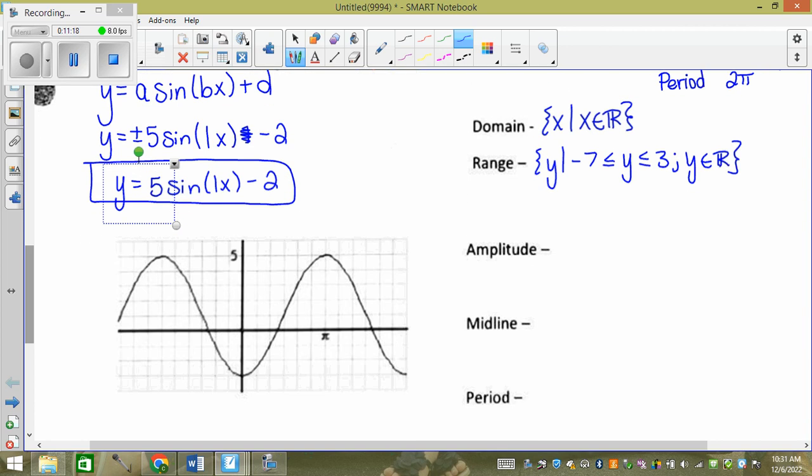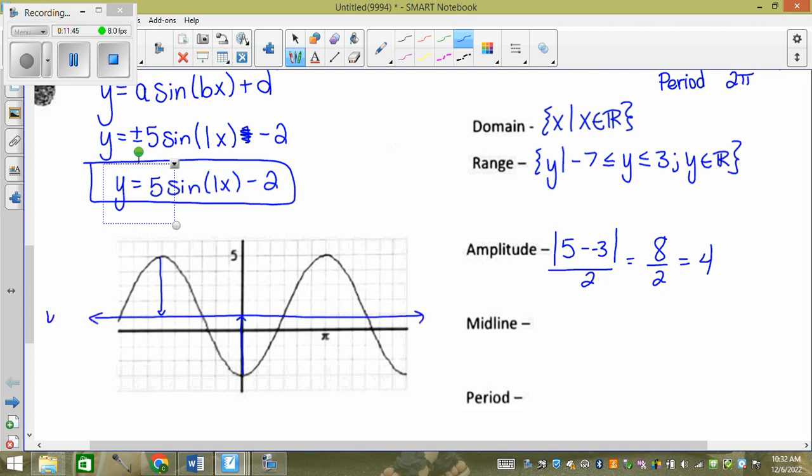All right, what's the amplitude of this one? What's our maximum, 5, minus our minimum, negative 3, divided by 2. So it's going to be 8 over 2, which is 4. So I count down 4: 1, 2, 3, 4. I count up 4: 1, 2, 3, 4. And I meet at y equals 1. And that is my midline.